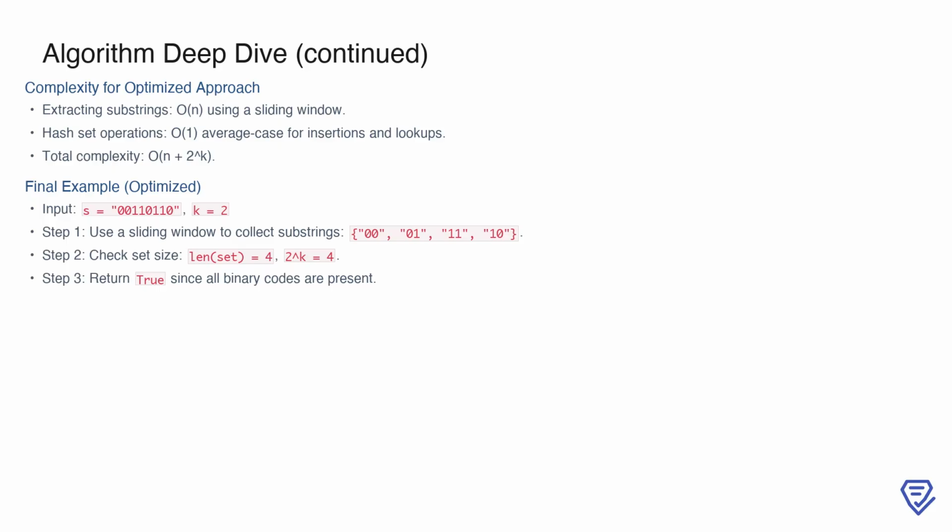Using a sliding window, we collect the substrings 00, 01, 11, 10, which are stored in a hash set. The set now contains 4 unique substrings. Since 2^k also equals 4, we confirm that all binary codes are present and return true. This approach not only reduces time complexity but also simplifies the implementation, making it well suited for larger inputs.